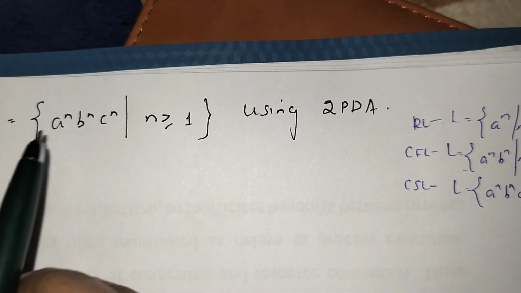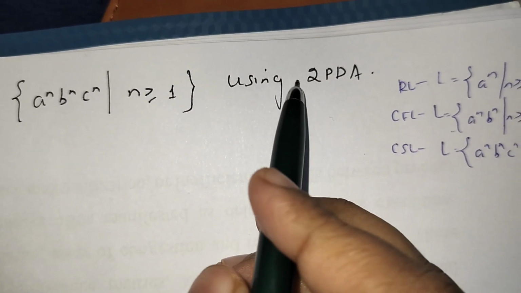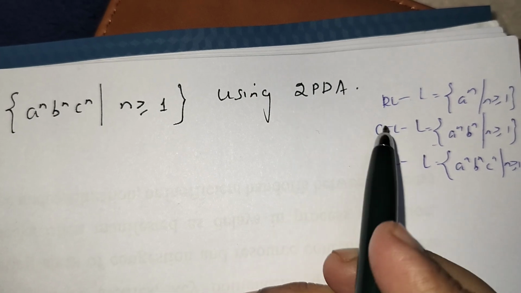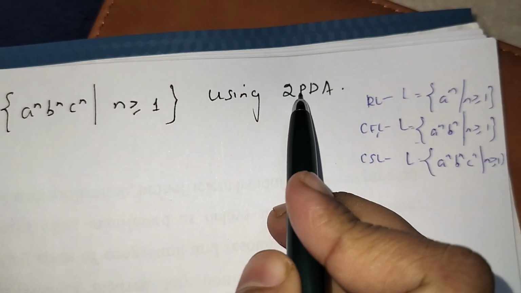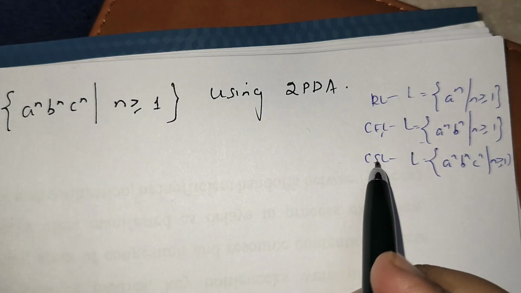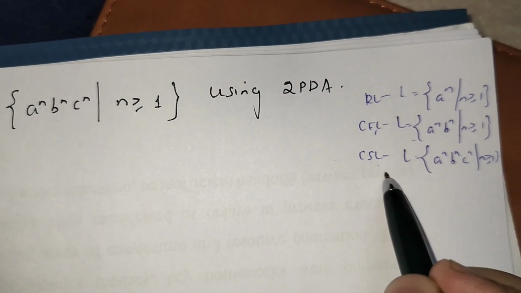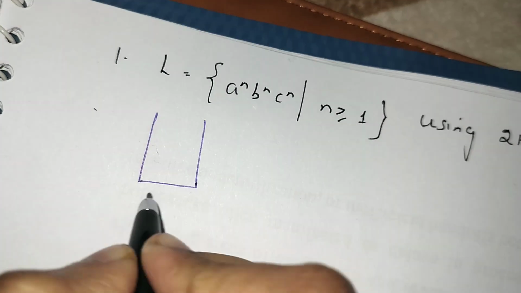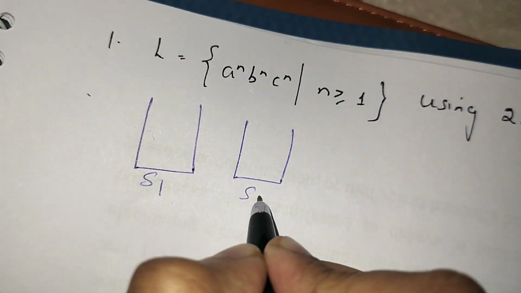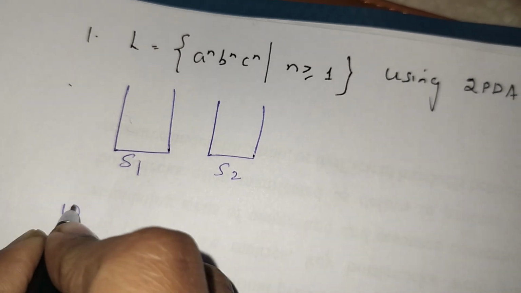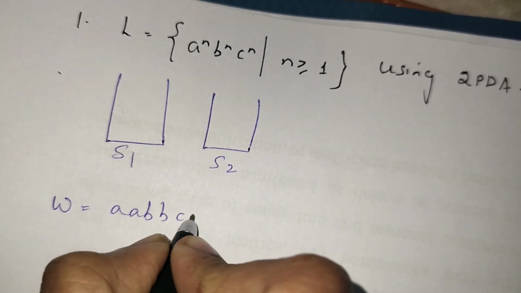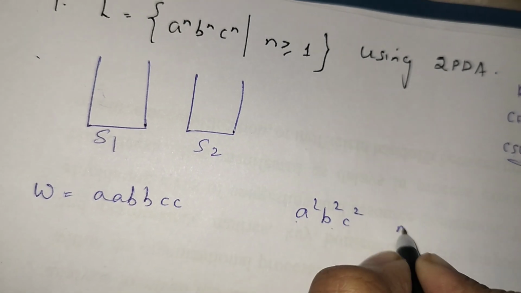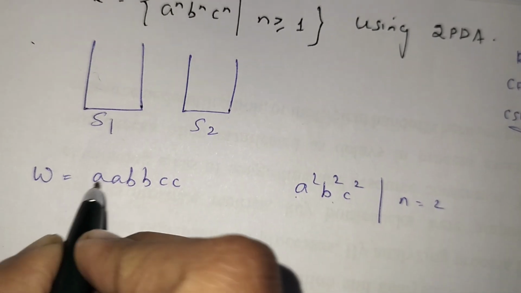So I already told you, the 2 PDA is more powerful than the normal PDA. A normal PDA will recognize only context-free languages, but a 2 PDA can recognize context-free languages as well as some context-sensitive languages. So we are taking this example here. In a 2 PDA we are using two stacks, S1 as well as S2. For showing this I am taking one example, a a b b c c, that is a power n, b power n, c power n, where n is equal to 2. So 2 a's, 2 b's, 2 c's.